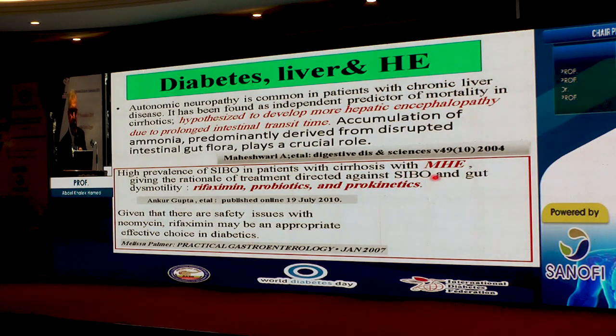the treatment directed against the small intestine bacterial overgrowth and the gut dysmotility فبنجي الريفاكسينين والبروبيوتكس وبنحاول نحسن الانستينال ديسموتيليتي بالبروكاينيتكس. في هنا نقطة مهمة الحقيقة اللاين اوف تريتمنت دوت اللي اتعلمناه 2010 ما بقاش ناجع في هذا التوقيت من الزمن وبالتالي لسه عندنا حدوتة اسمها ريفاكسينين. هذا الريفاكسينين given that there are safety issues with نيومايسين اللي احنا بنستخدمه في الهيباتيك انكيفالوباثي الريفاكسينين may be an appropriate effective choice في الدايابيتكس.